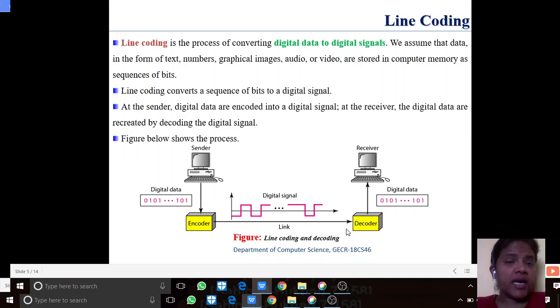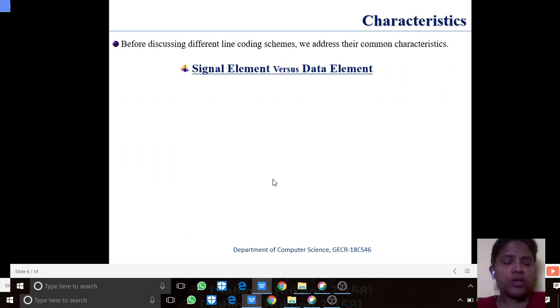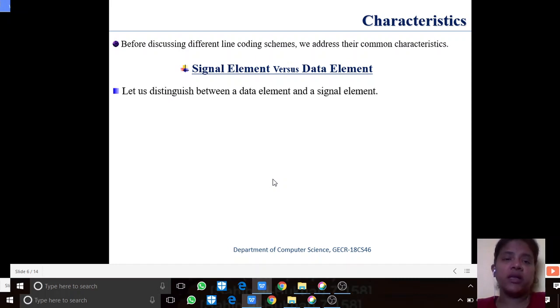So how is this recreated, and what are the problems encountered during this encoding? Let us see. Some characteristics are involved. There are different line coding schemes, and we address some of the characteristics involved in this. Signal element versus data element.